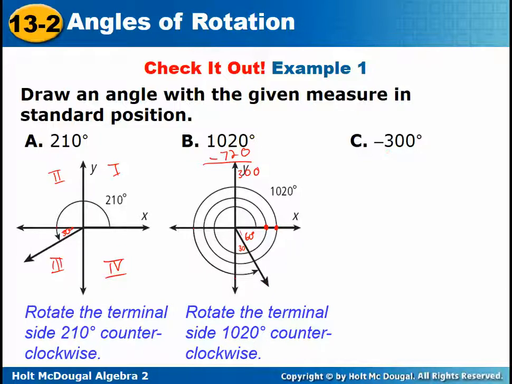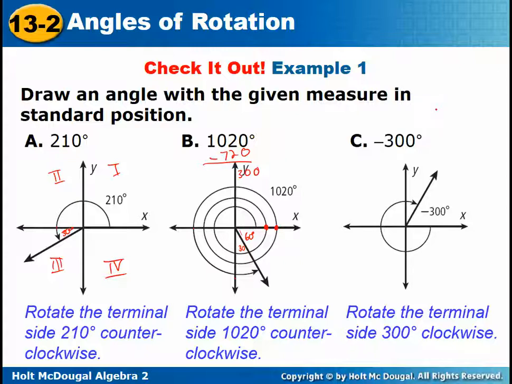And then negative 300, remember for that one you're going to rotate the opposite direction, and we actually end up back in the first quadrant for that. So you go around 90, 180, 270 plus 30 more. This would be 60 if you need to know that, and then that's your terminal side that you're going to draw.